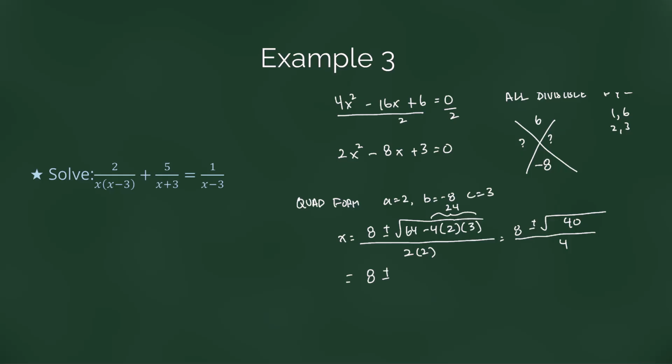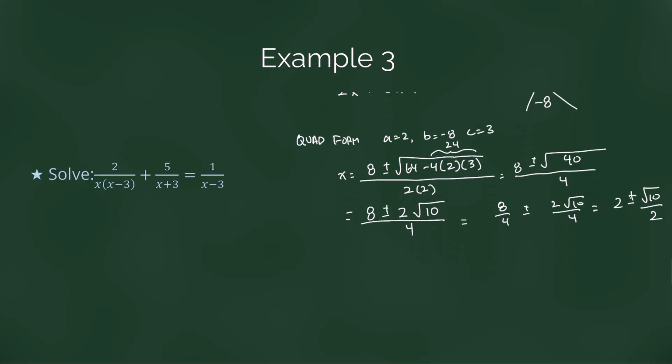40 is 4 times 10, so we can bring out the square root of 4, which is 2. So we have 2 square roots of 10 over 4. And we can think of this as 8 over 4 plus or minus 2 root 10 over 4. 8 over 4 is 2. So we get 2 plus or minus the square root of 10 over 2 as our solutions. None of those are equal to 3, so they are all valid solutions, and our final answer is x equals 2 plus or minus the square root of 10 over 2.